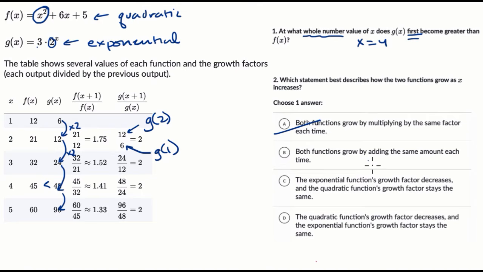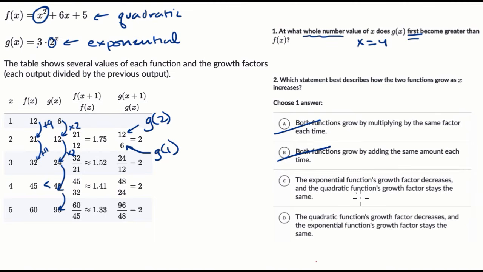Both functions grow by adding the same amount each time. Well, that's definitely not the case. We can see that here. Here, from 12 to 21, we add 9. Then from 21 to 32, we add 11. So we already know that's not true there. And from 6 to 12, we add 6. And then from 12 to 24, we add 12. So we're definitely not adding the same amount every time.